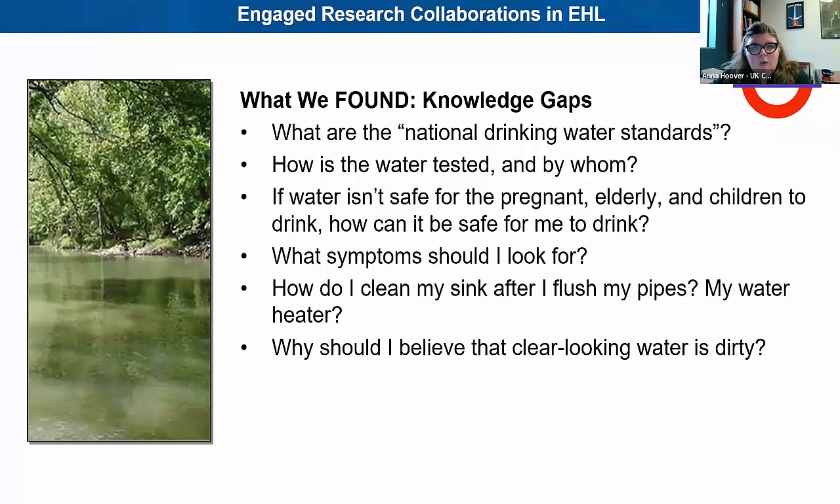What are the national drinking water standards? How is the water tested and who does it? This vulnerable populations issue keeps coming up. I think that's worth noting for the health promotion folks out there. I don't think we're very good at explaining that, because they keep asking, not only in this, but in other studies we've done, if water isn't safe for pregnant, elderly people and children to drink, why is it safe for me to drink? I'm not going to drink that. So we're not very good at communicating across the lifespan.